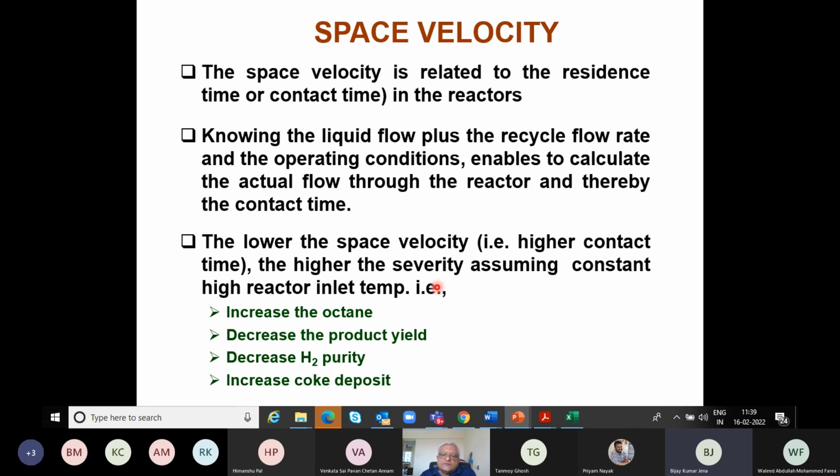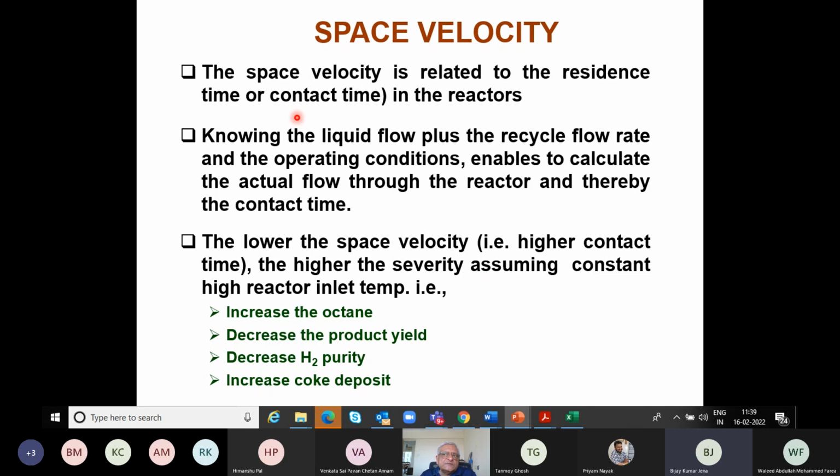And the lower the space velocity, the higher is the severity, because the residence time goes up. So the space velocity is related to the residence time or contact time. The higher the space velocity means there is less contact time of the feed with the catalyst. And that way, the amount of reforming reactions that happen will be less. The amount of conversion happening would be less.